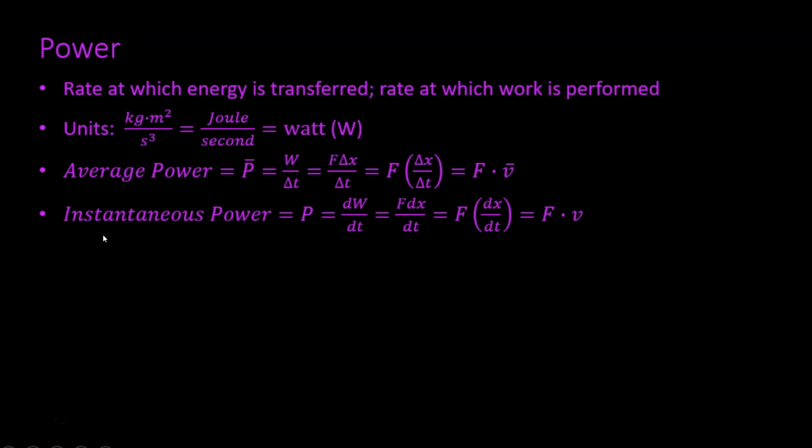We can also calculate instantaneous power, and that's dW/dt, the rate at which work changes with respect to time. And we can make a similar substitution here. What we wind up with is that instantaneous power is equal to force times the instantaneous velocity. Or if you have an equation for work, you can take the derivative of that equation with respect to time to calculate the instantaneous power.